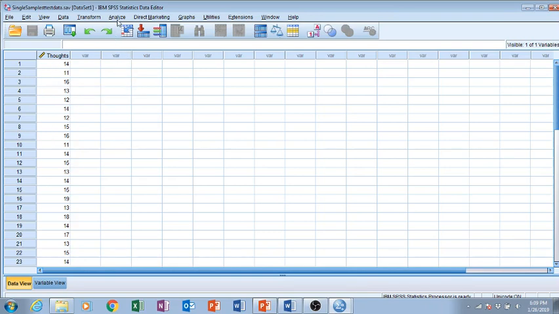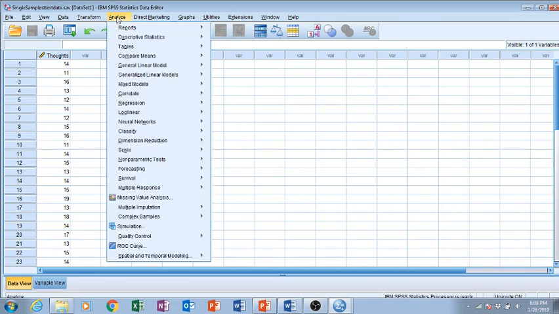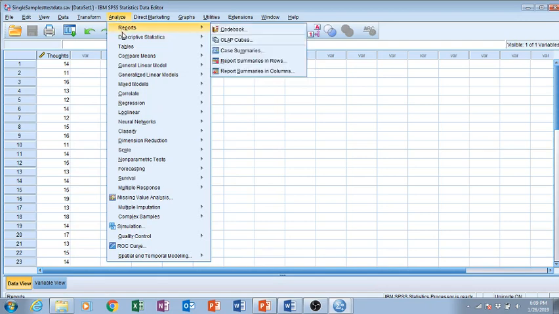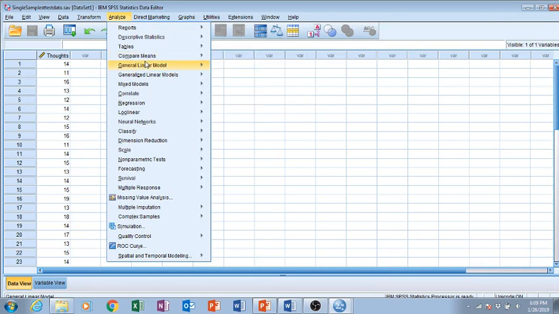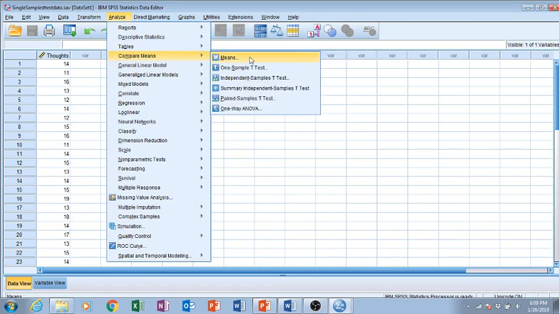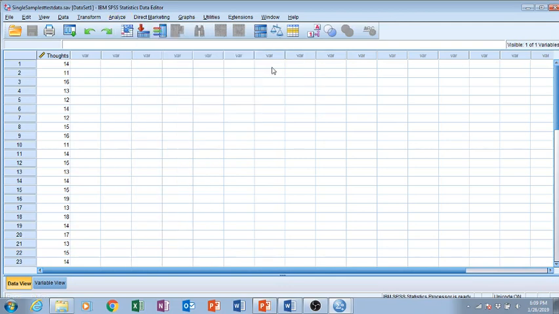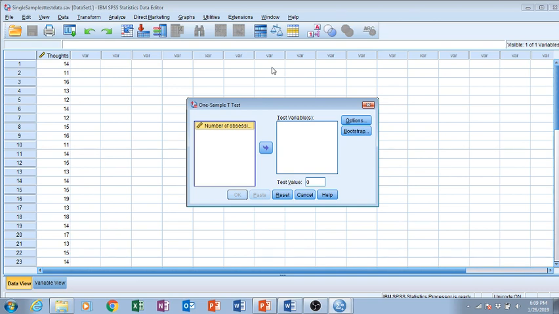So to run the test, I'm going to go to Analyze, and what do you think? Where should we go? What are we doing here? We're comparing means, right? We're going to compare our mean to the population mean. And there it is, the one sample t-test. Again, I'm using that interchangeably with a single sample t-test because you'll hear it talked about both ways. So I'm going to click on that.